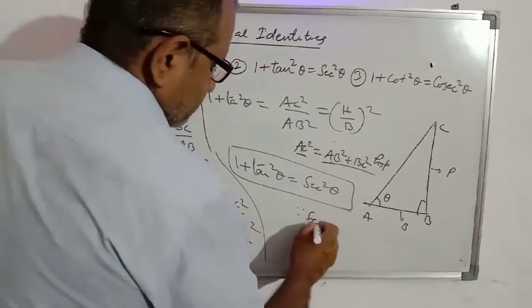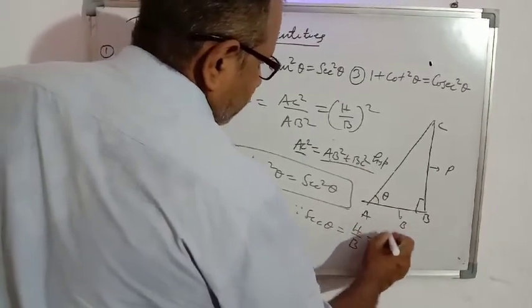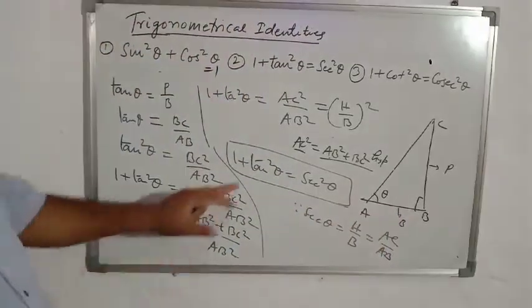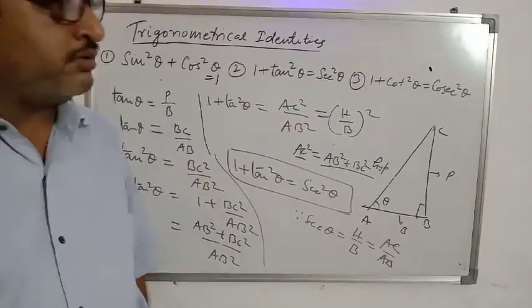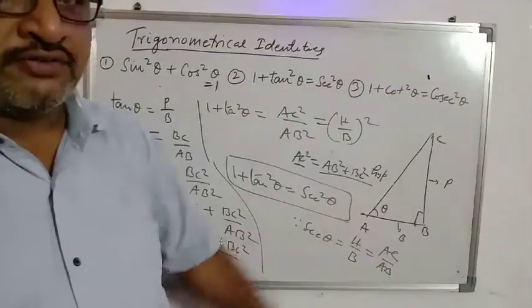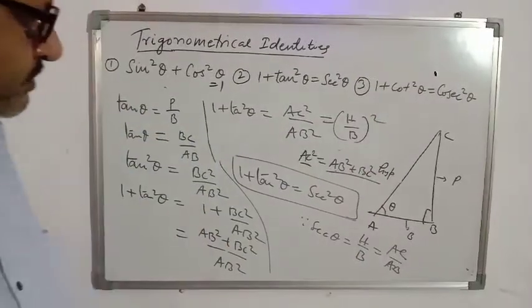Since sec theta is what? Hypotenuse by base. Hypotenuse means AC by AB. So 1 plus tan square theta is equal to sec square theta. Similarly, we can prove the third one also. The third one is homework, you can do it yourself.